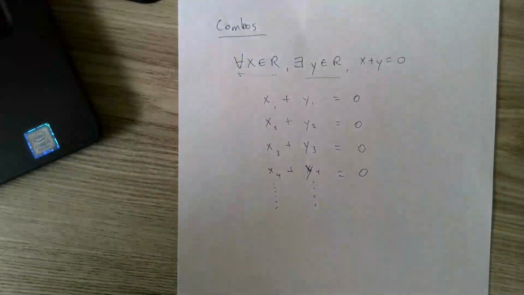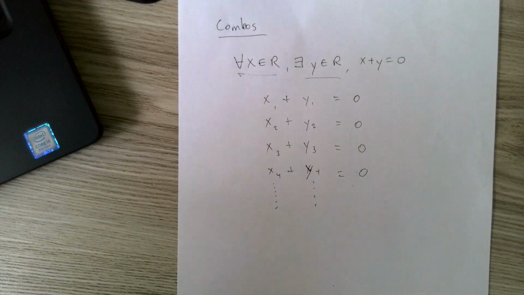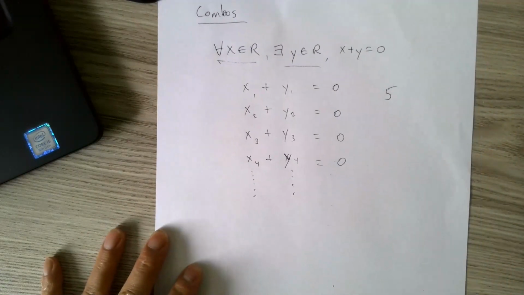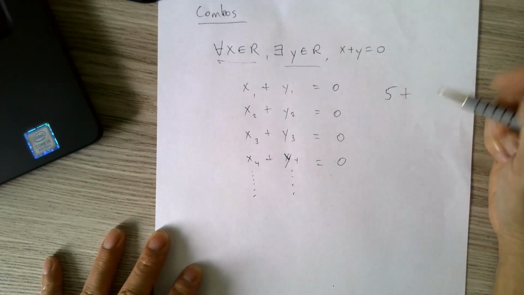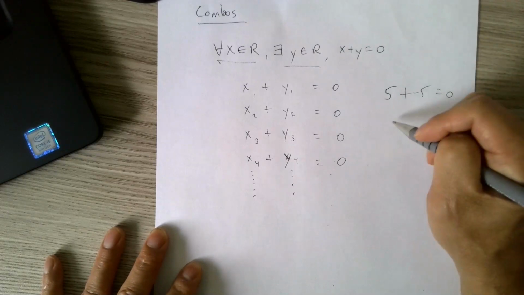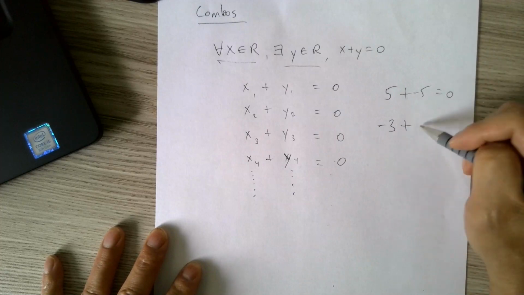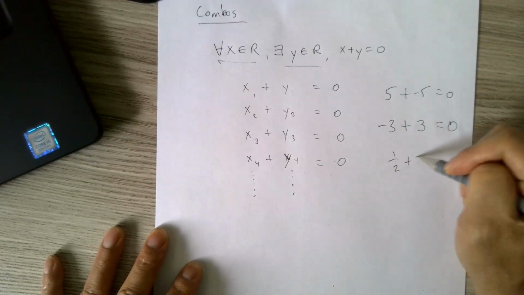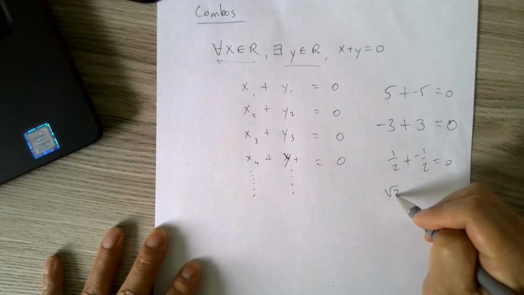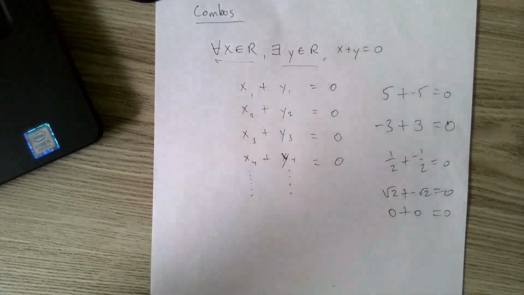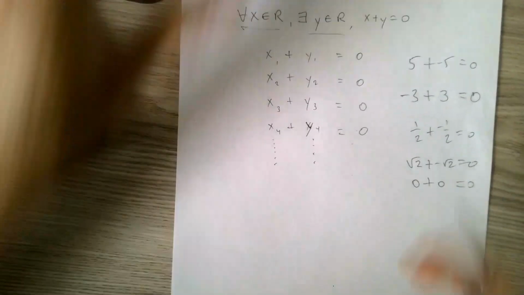So it shouldn't take too long to come to the conclusion that this is true. If I pick any real number, let's say 5, I can add the additive inverse of it to make 0. If I start with a negative number, I can add the inverse again to make 0. It works with fractions too. It works with irrationals. And if I start with 0, I just add 0 to it to get 0. So I can always find a partner to go with it to make 0. So this is true.